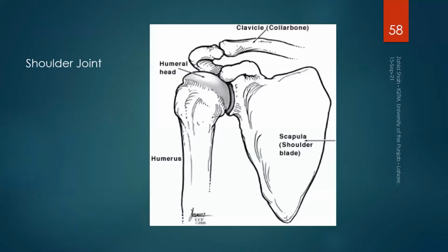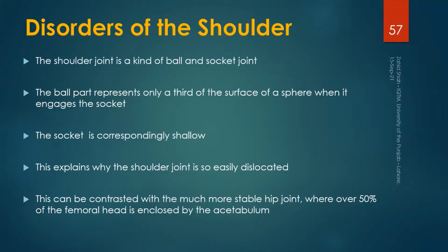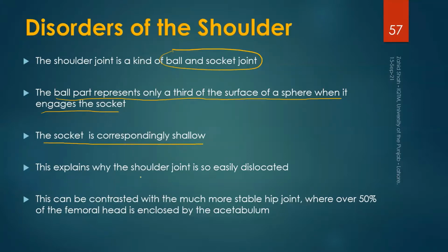So there could be different problems that can relate to the shoulder joint. The shoulder joint is a ball and socket joint. It is flexible, but at the same time, unstable, because the ball part represents only a third of the surface of a sphere when it engages the socket. So 1/3 of the ball is inside the socket and 2/3 is outside the socket, because the socket is very shallow. This explains why the shoulder joint is easily dislocated.